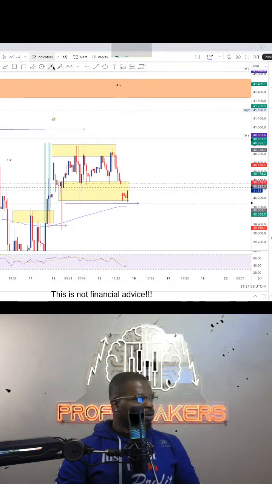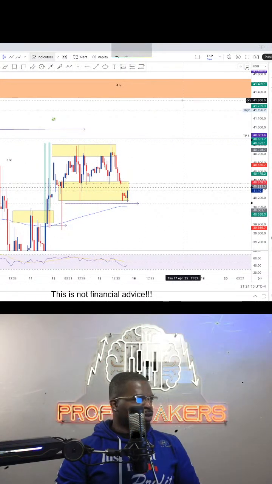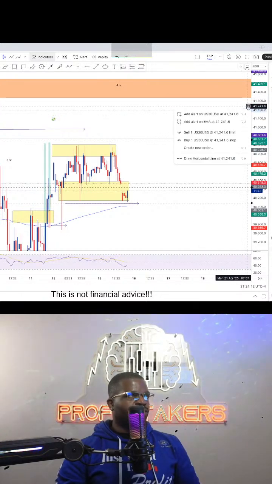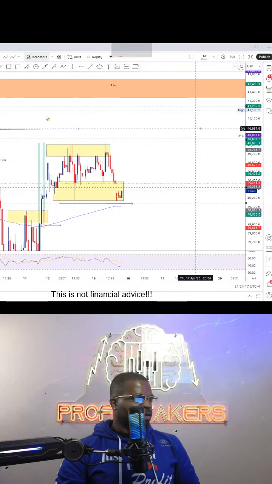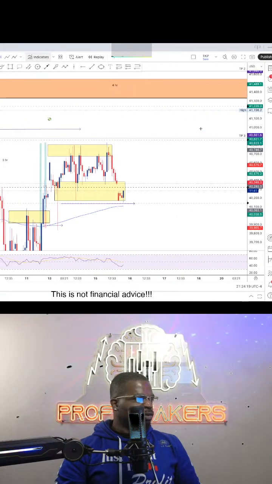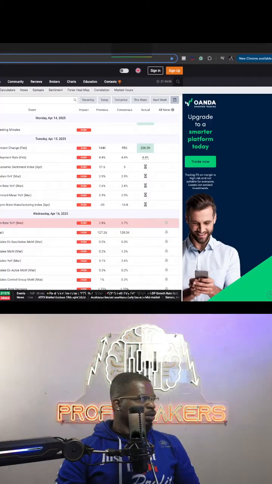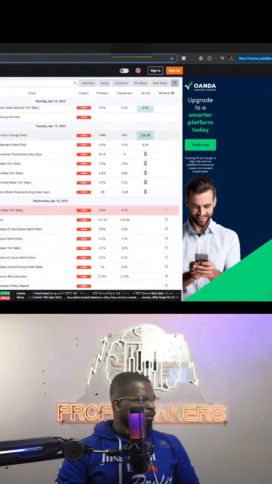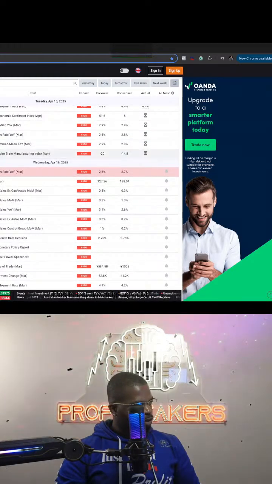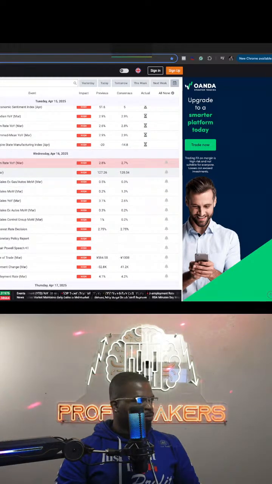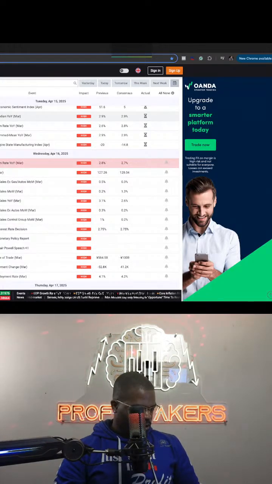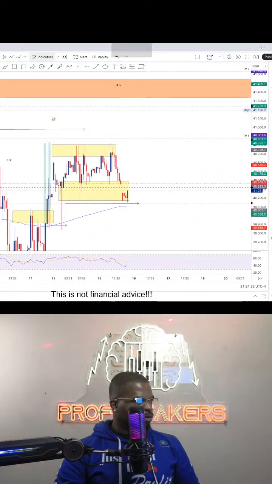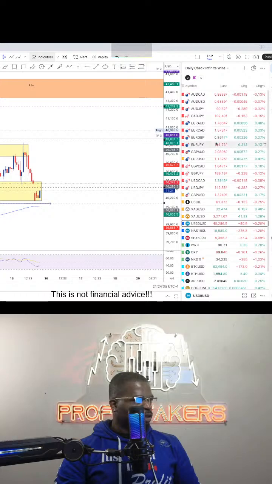Now what we want is to get a retest of this 4-hour zone right here so we can take this sell. Where was the news? USD. Pound.